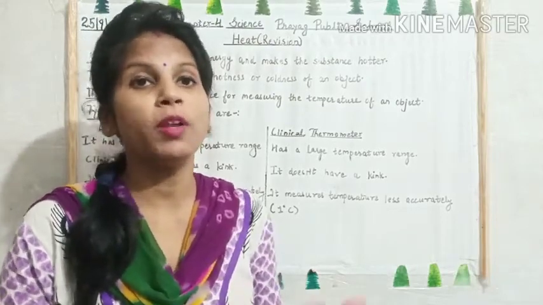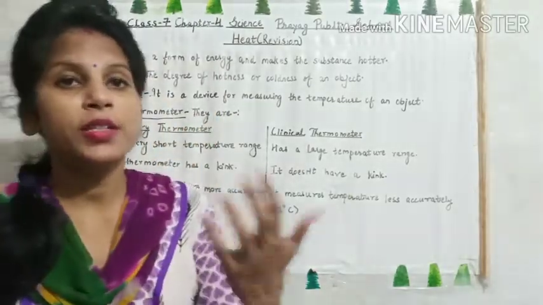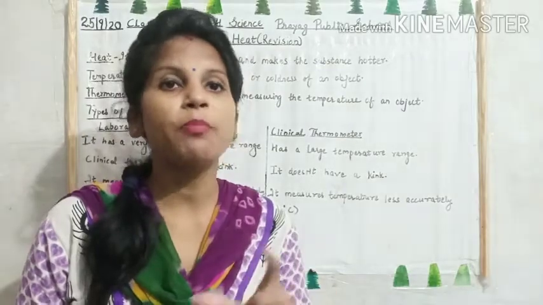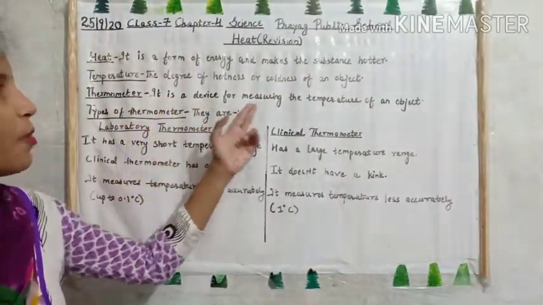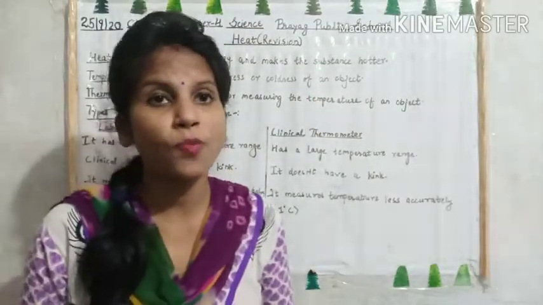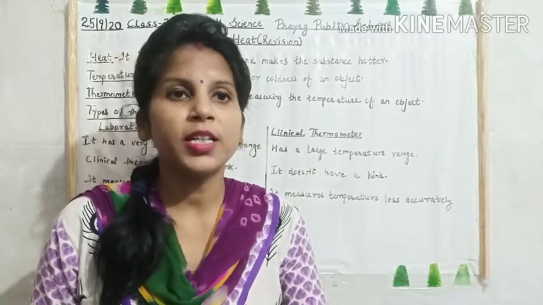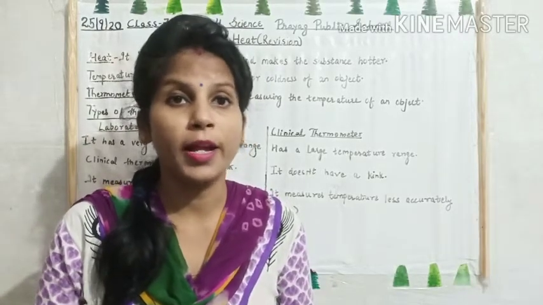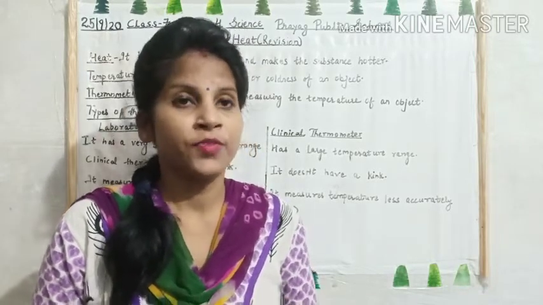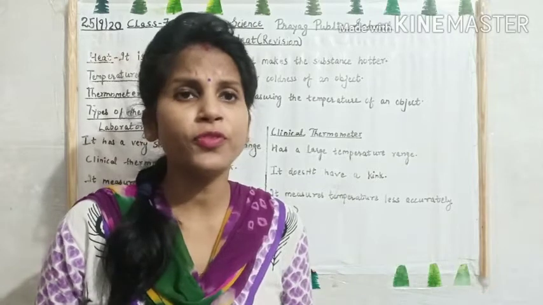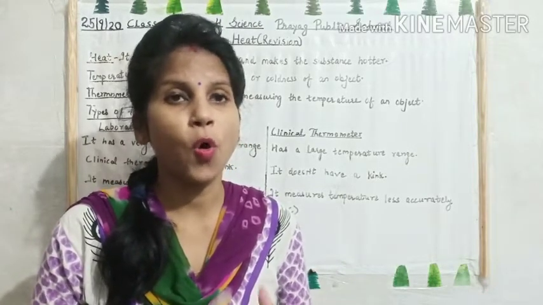Now, how will we measure the temperature? Kaise hum measure karenge? So, there is a device or instrument called a thermometer. What is a thermometer? It is a device for measuring the temperature of an object. Suppose humne kisi cheez ko touch kiya, to mujhe pata chal gaya ki substance hot hai ya cold hai. But kitna hot ya kitna cold hai, we don't know. So, with the help of a thermometer, we can measure the temperature of an object.